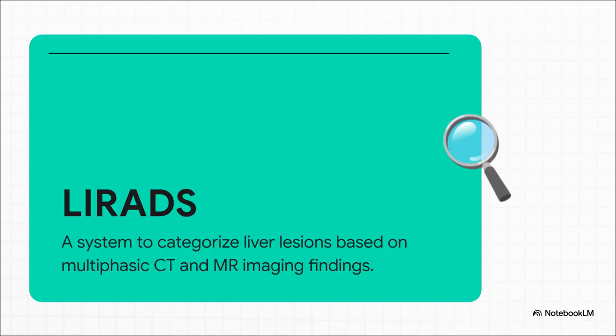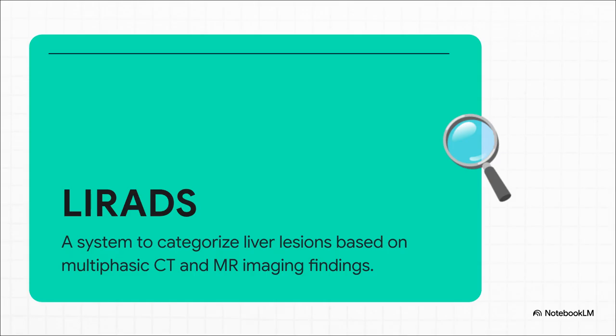So, this brings us to a massively important tool called LIRADS. The best way to think about this is as the special language radiologists use to talk about liver lesions in these high-risk patients. It's a standardized system that uses a multiphasic CT or MRI. That just means they take pictures at different times after giving IV contrast.